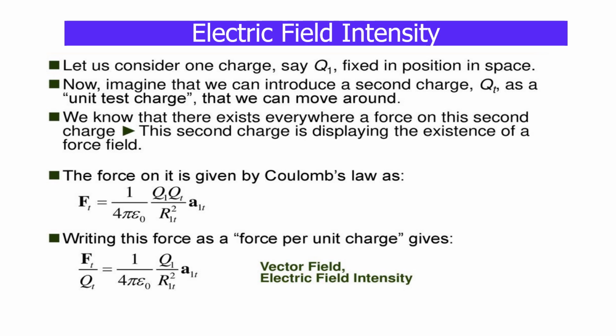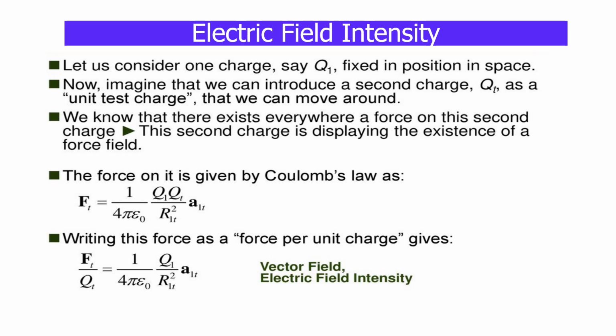So let us consider one charge, say Q1, fixed in position in space. Now imagine that we can introduce a second charge Qt as a unit test charge that we can move around. So we know that there exists everywhere a force on this second charge Qt. This second charge is displaying the existence of a force field. And this force field is given by Coulomb's law, which is Ft, that is the force on test charge Qt, equal to 1 by 4 pi epsilon naught Q1 Qt into the unit vector divided by R1t square.